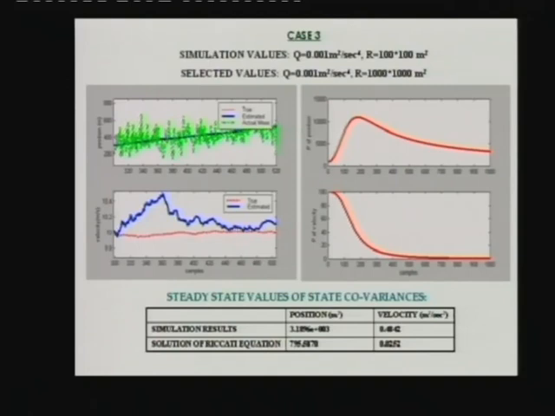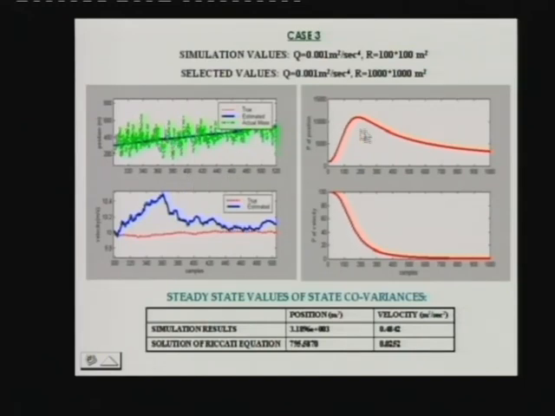In the next case, what we have done is Q we have maintained and R we have increased by 10 times, not 10 times actually, 100 times. So now my measurement uncertainty is of the order of 1000 meters, huge. Actually not in the data, I have told the filter that the measurement uncertainty is this much. I have given a wrong R value to the filter. So what is happening? Data is the same, because data is generated by that.